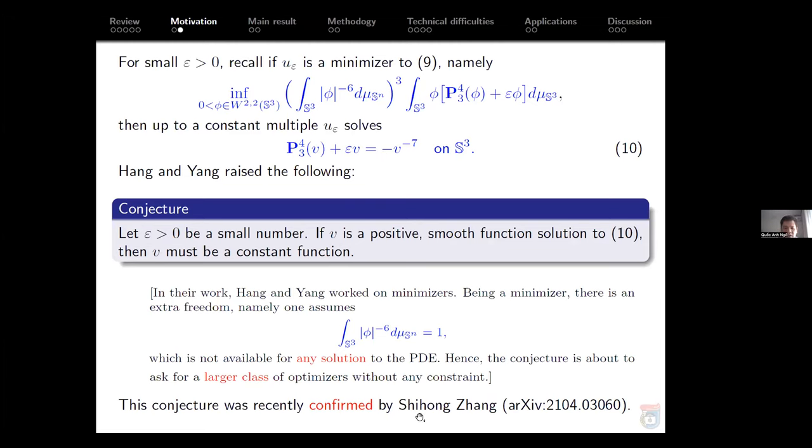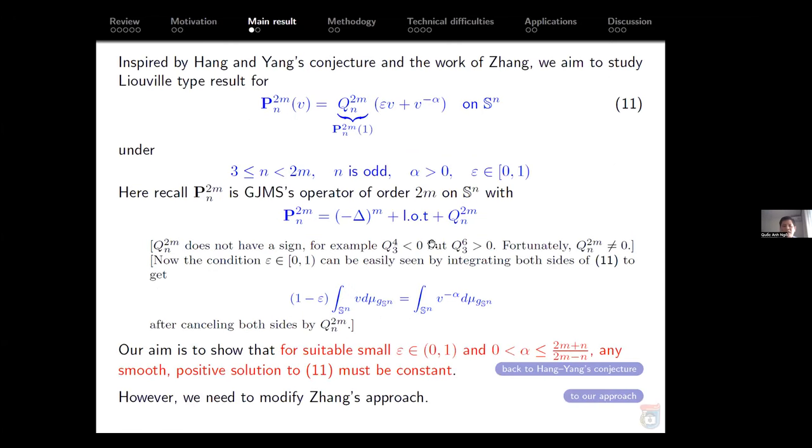2 years ago, this conjecture was confirmed by Xihong Yang, and this is the starting point of our work. Okay.